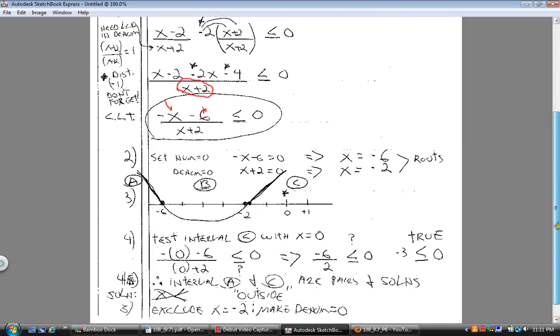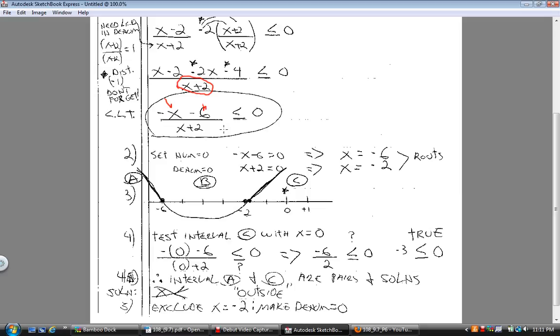These take a couple of little preparations, but you have to remember the form must be a rational expression on the left-hand side, the inequality sign, and a 0 on the right-hand side. Step 2 reminds us to take the numerator and set it equal to 0, so -x minus 6 equals 0, solve for x, and you get x equals -6. These are where your roots are, where it crosses the x-axis. Now take the denominator, x plus 2, set it equal to 0, and find x equals -2. But we cannot include that -2. I've got solid dots here, but you want to make sure that is an open circle on your graph.